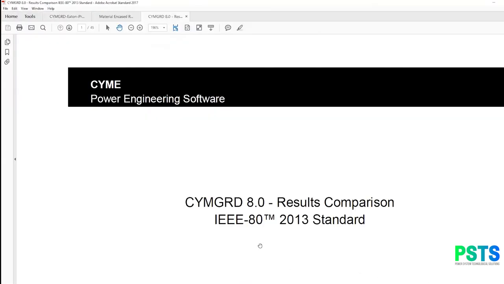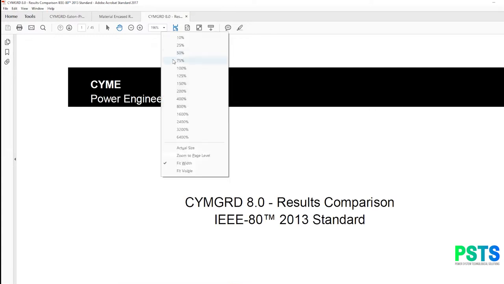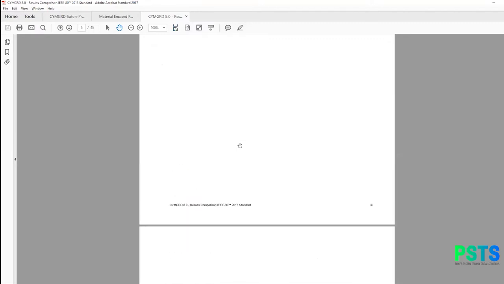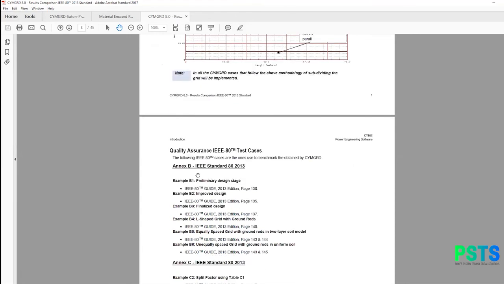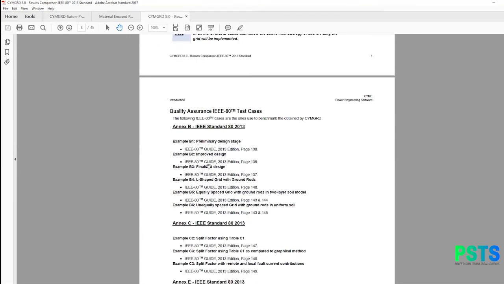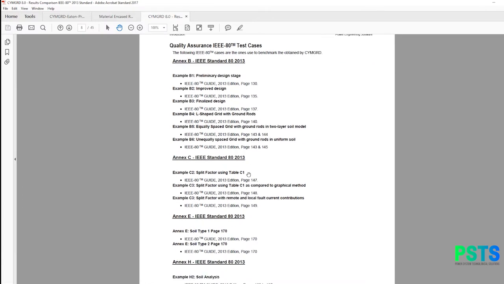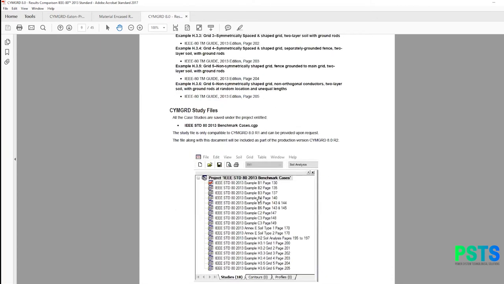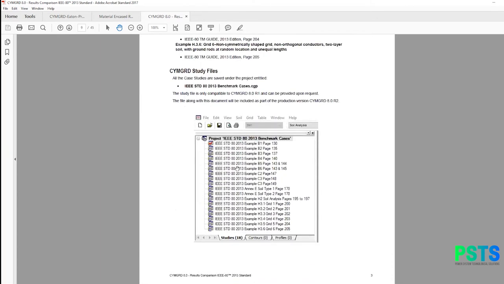What we did in CYMGRD is a results comparison with the IEEE standard. So this is a document that we came up with. If you scroll down, you see there are a lot of cases in the IEEE standard, like this one. All these cases, primary design, split factor, all these kinds of case studies, are provided with the program, and the results are provided with this program and the case studies.